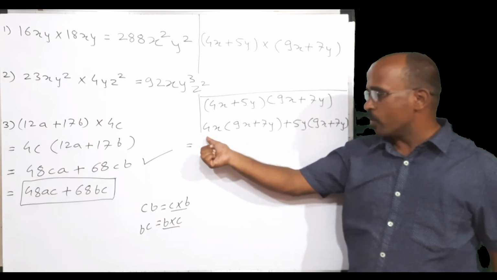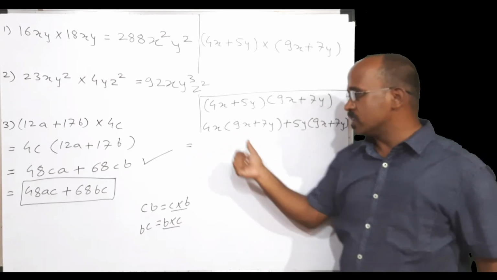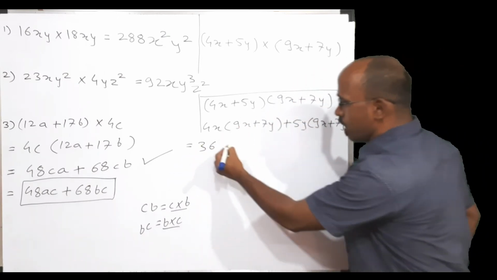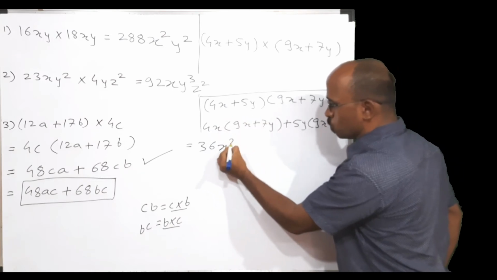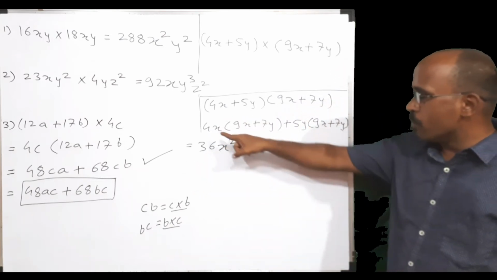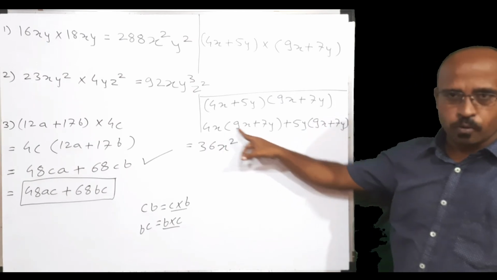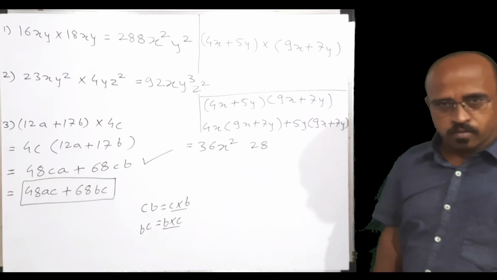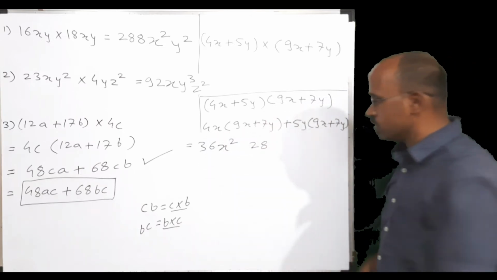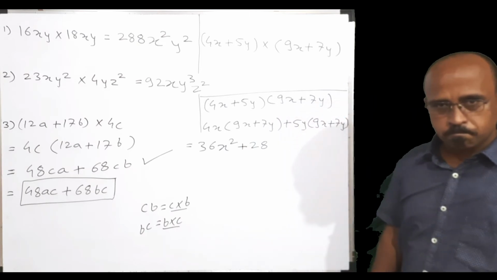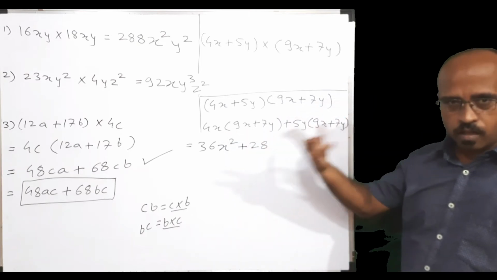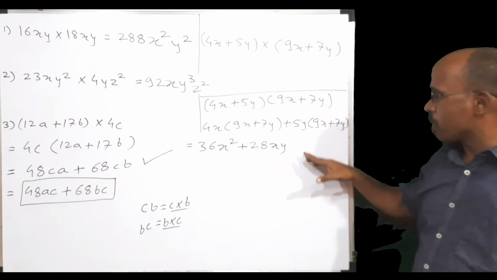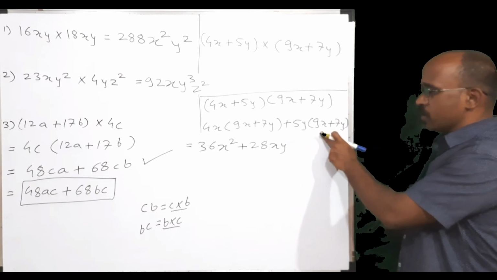So let's multiply. 4x multiplied by 9x. 4 9s are 36. Variables are same, so add their indices. x raised to 1 plus 1, 2. 36x square. Plus 4x multiplied by 7y. 4 7s are 28, symbols plus plus plus, so plus 28. Variables x y, unlike variables, different variables, write them as it is. So plus 28xy.